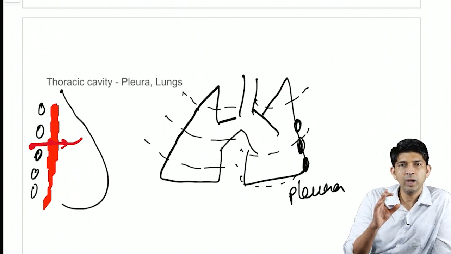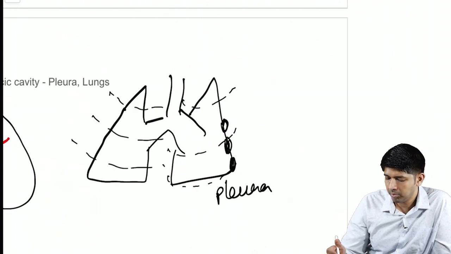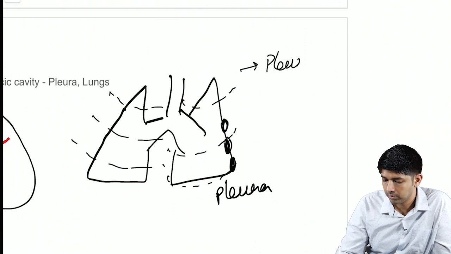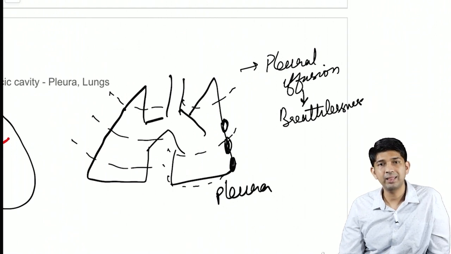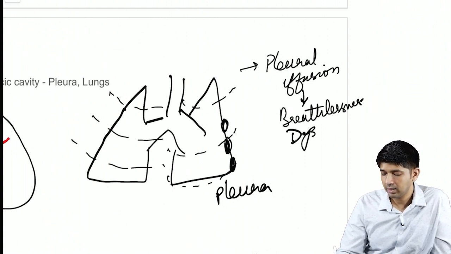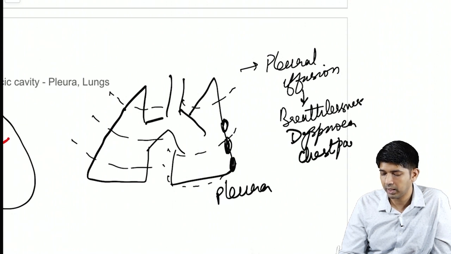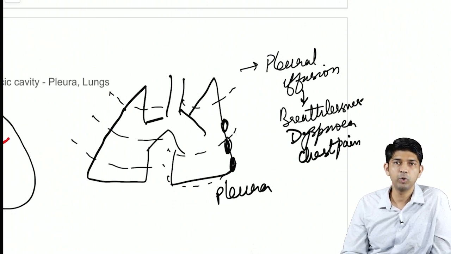Okay. So if you have a pleural deposit, the first thing that's going to happen is pleural effusion. This causes breathlessness. It causes breathlessness and dyspnea and pleuritic type of chest pain because of irritation of the pleura.